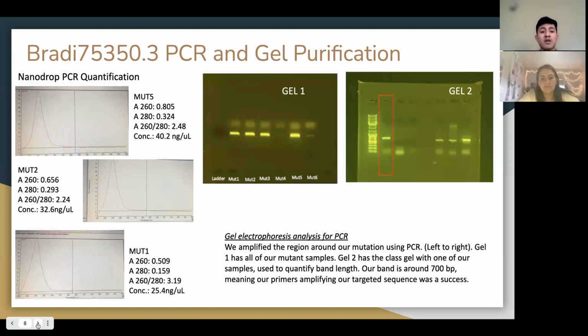Next, we ran 3 samples through NanoDrop, and this is to see that each sample had at least 10 nanograms per microliter of nucleic acid concentration.